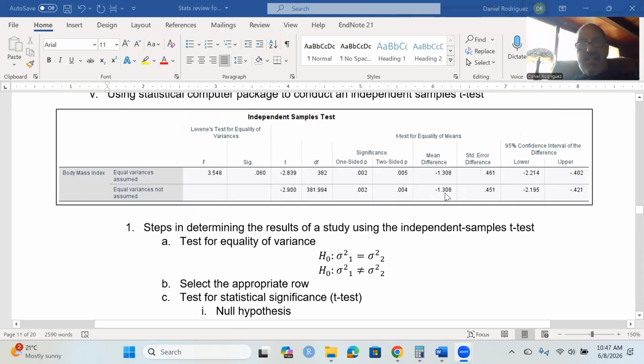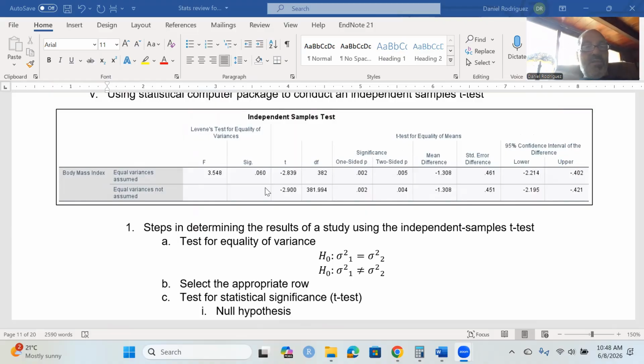And then LaSalle doesn't have a contract with SPS anymore, and there's other software, but they are all the same. The first thing they do is test for equality of variance. Once you complete this test, either you'll assume equality of variance or not assume equality of variance.